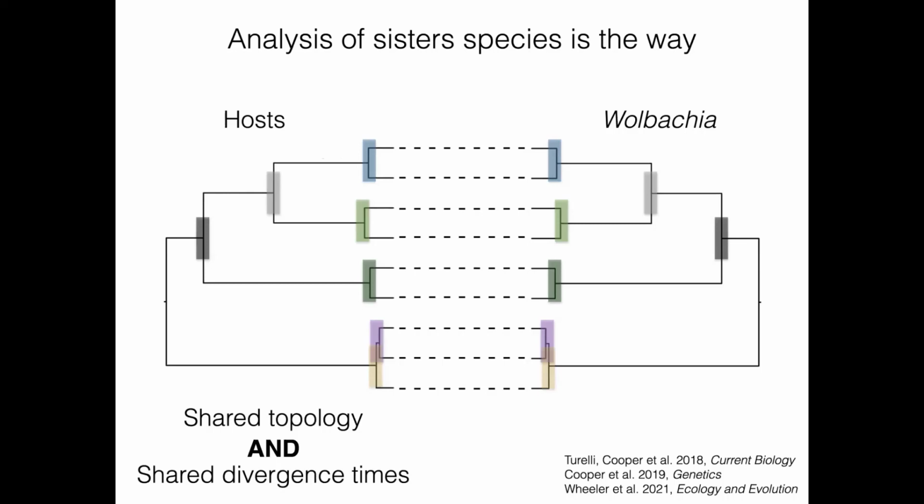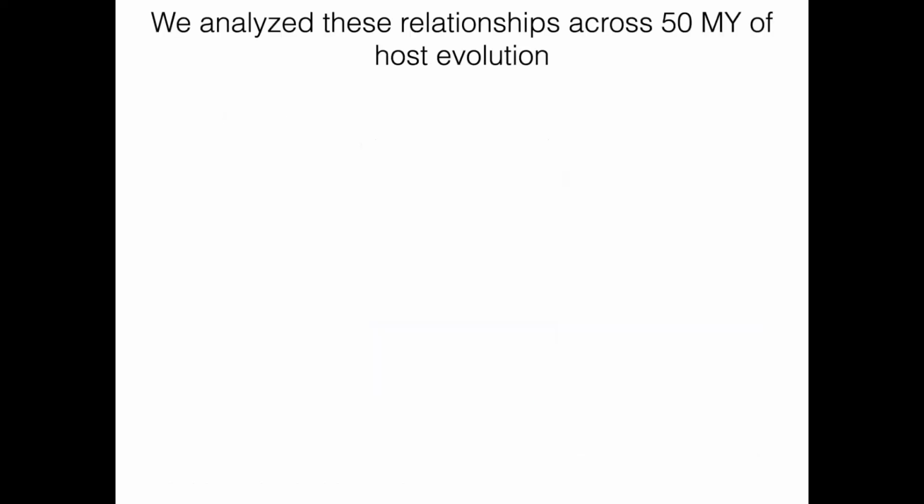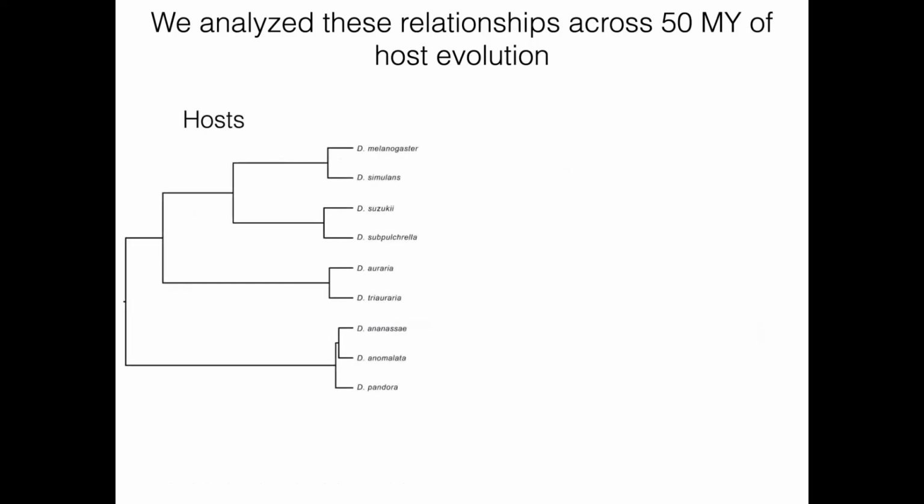Our first work on this really marching through clades was in 2017, 2018, where we looked at these relationships across 50 million years of host evolution. That tree I was showing you was one of our trees from this paper. This is across Drosophila species, specifically the melanogaster group of flies, diverged up to 50 million years. We have these various sister species. We then sequence their Wolbachia and test the hypothesis as I've outlined on the prior slide.